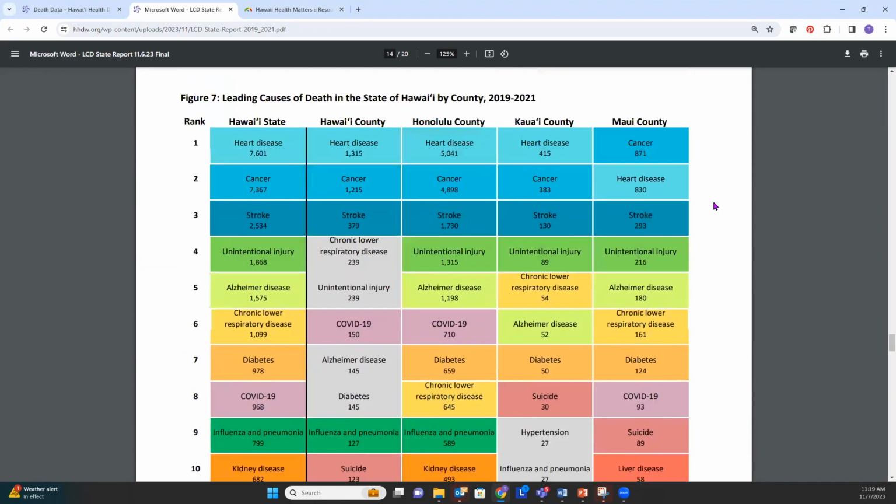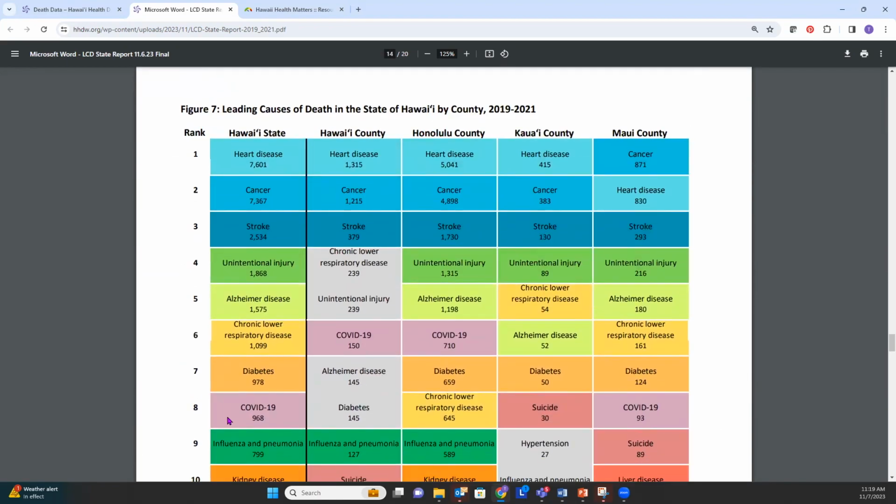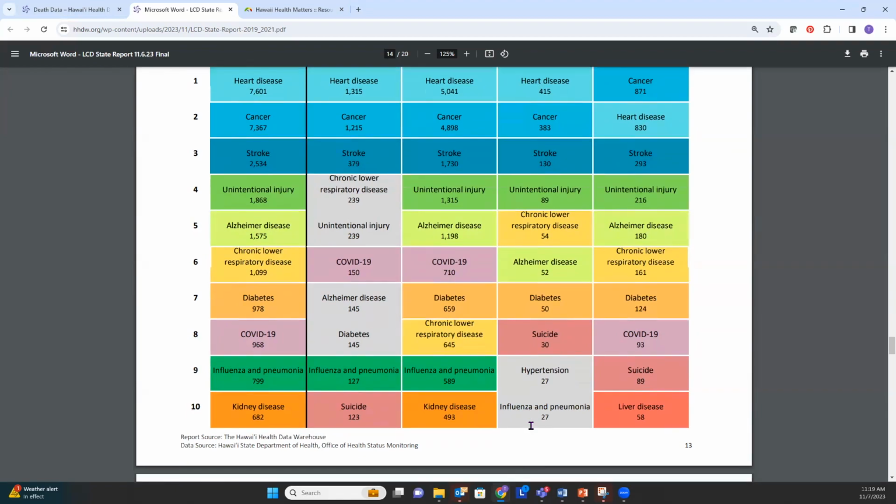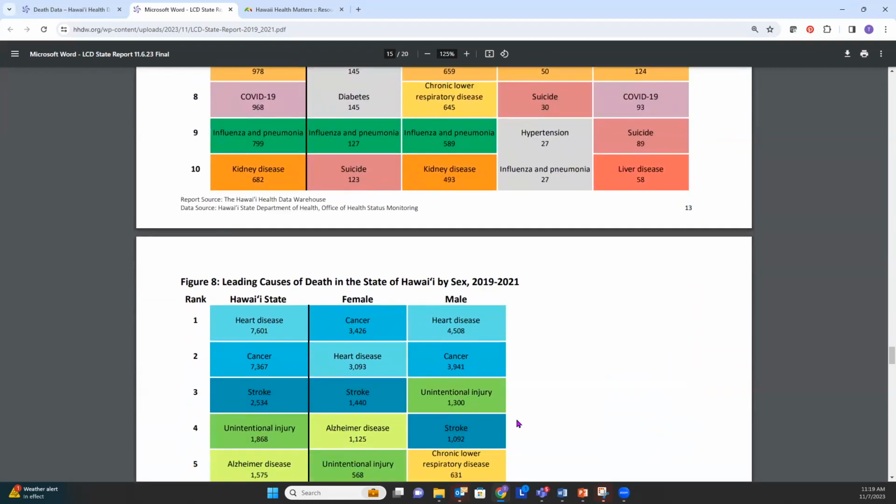And again, thinking about COVID, you can see that it was 8th for the state overall, 6th in Hawaii County, 6th in Honolulu County, and 8th in Maui County. And it was not one of the leading causes of death in Kauai County. So it's kind of a neat way to see that pretty quickly.